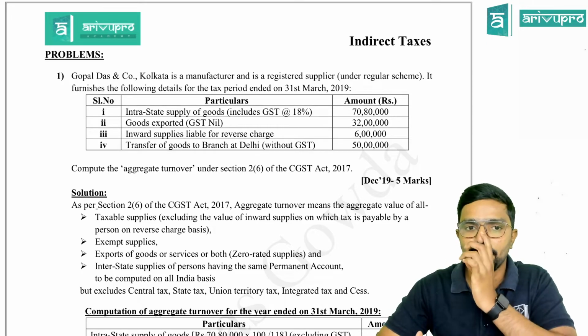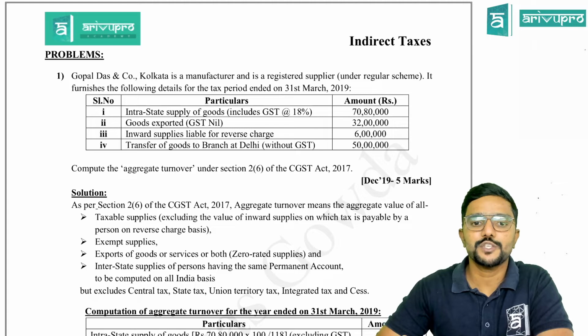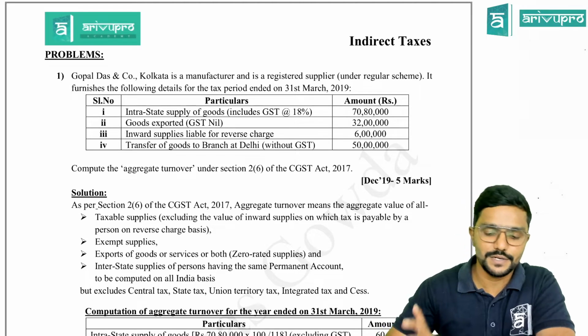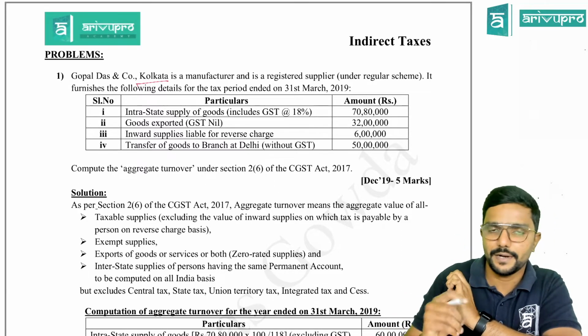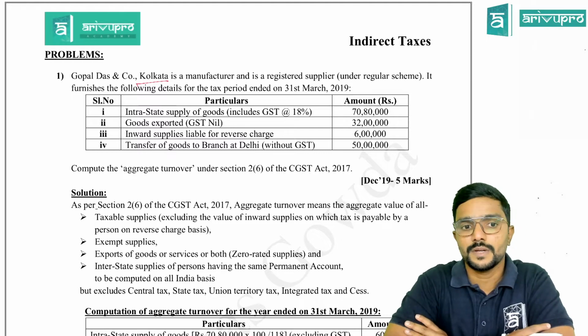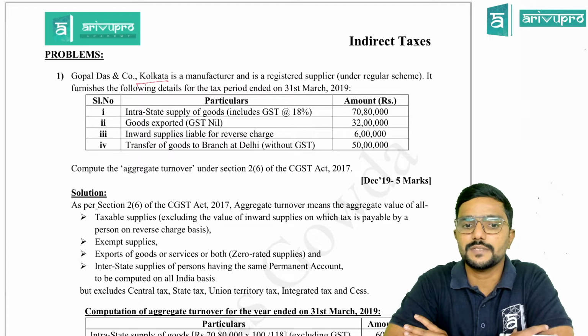Gopal Das and Company, Kolkata, is a manufacturer and a registered supplier under the regular scheme. So Kolkata, West Bengal, might also play a role. It furnishes the following details for the tax period ended 31st March 2019.